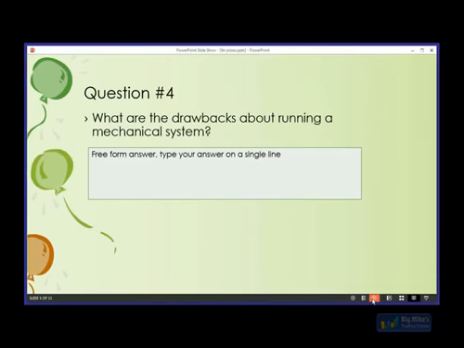Okay, question 4. What are the drawbacks about running a mechanical system? Larger drawdowns. Okay, so is that Jim? Peter. Yeah. Okay, so Jim, I need your BMT username. Yeah, inherently you have to have wider stops.